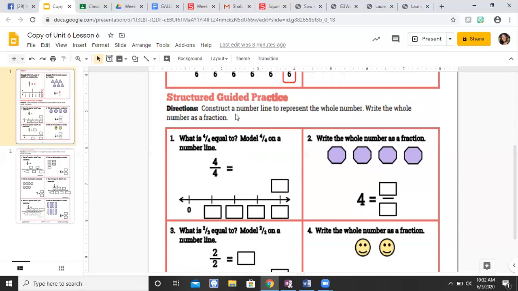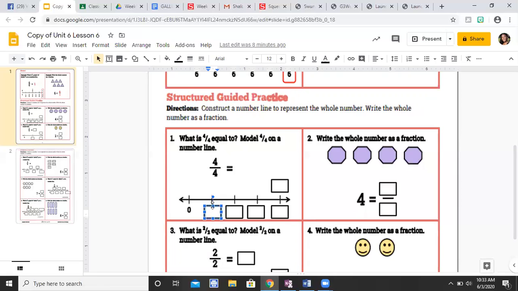Directions: construct a number line to represent the whole number. Write the whole number as a fraction. So we're going to count to see what our denominator is going to be. Let's look at number 1. What is 4/4 equal to? Model 4/4 on a number line. So let's begin putting in our fractions here.